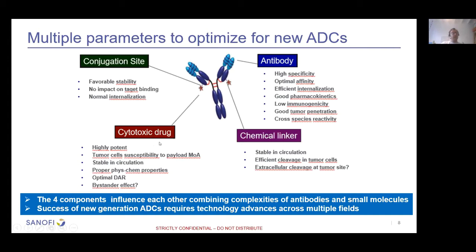The cytotoxic drug needs to be highly potent with a good susceptibility of the tumor to its mechanism of action, and physical properties also have a great impact on the TI, as well as the loading, the so-called drug antibody ratio named DAR. And overall, I would like to stress that the success in the design of new ADCs relies also on technology advances in multiple fields, and we will see some examples later on.